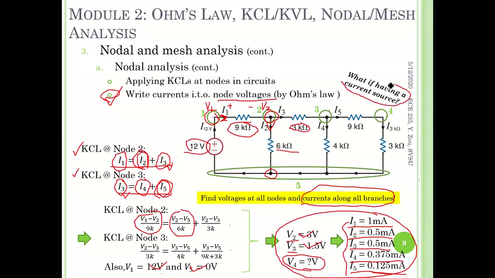Here is a last thing I want to talk about, nodal analysis. What if you have a current source in the circuit? So keep this question in your mind. In the following examples, pay attention to the solution.